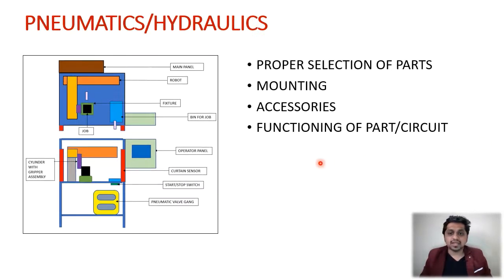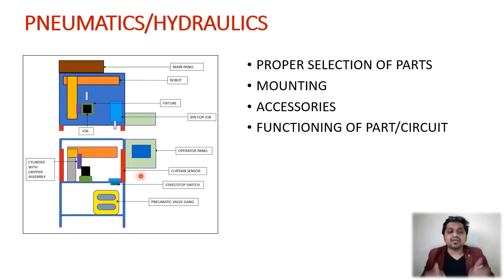Let's see the next thing. Then comes the pneumatics and hydraulics. First, it is very important to properly select the parts, the code. Whenever you are going to select the cylinder, you have to consider the complete load, because the gripper is also going to be mounted on the cylinder, right? And while choosing the robot also, you have to consider the total weight of cylinder plus gripper plus job. So all these things you have to consider.